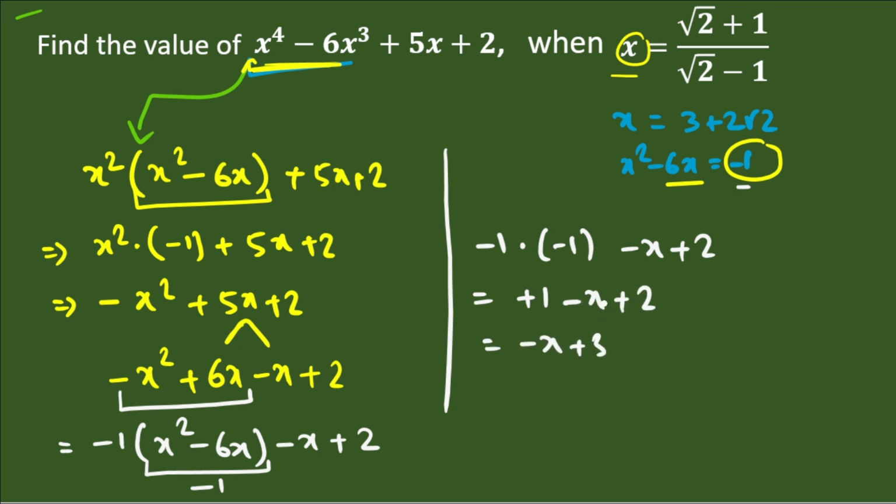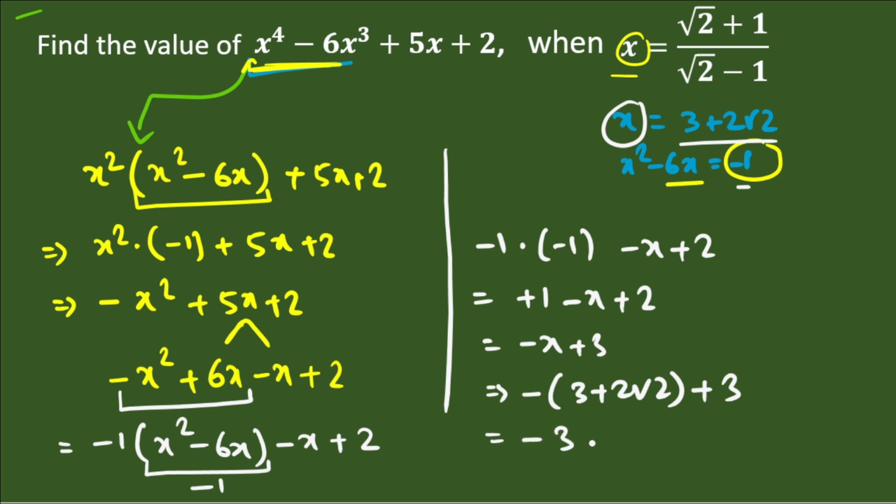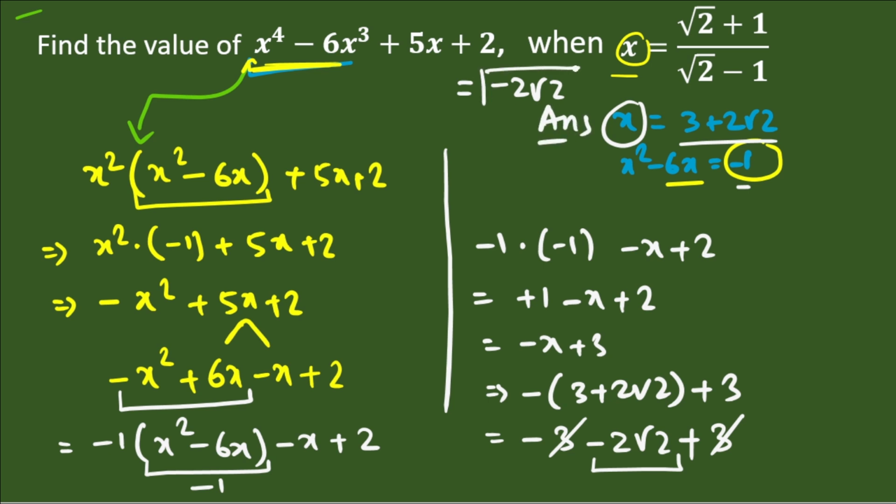So it is minus x plus 3. We have calculated the value of x, that is 3 plus 2 square root 2. So in place of x we'll write minus 3 plus 2 square root 2, and here it is plus 3. Now in the next step we'll simplify this, multiplying by negative 1, so it is negative 3 and negative 2 square root 2 and plus 3. Plus 3 and negative 3 will cancel, so we are left with negative 2 square root 2. The value of this term is negative 2 square root 2, and this is the answer of this problem.